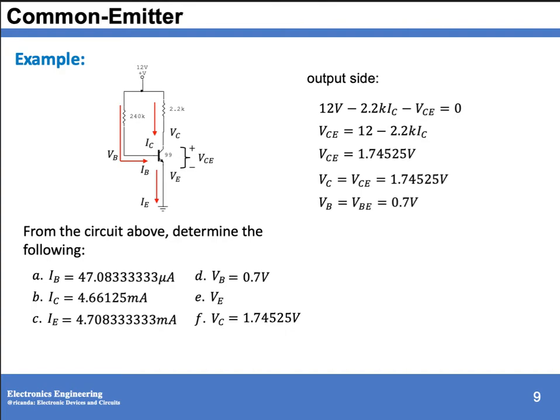If we have to solve for your voltage at the base, that is equivalent to your voltage base-emitter junction, which is equivalent to 0.7. And voltage at your emitter, since there is no resistor in your emitter, is equivalent to 0.